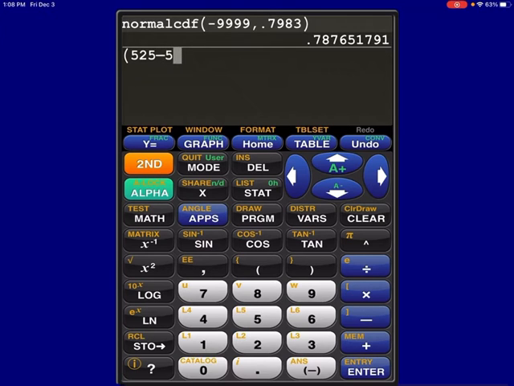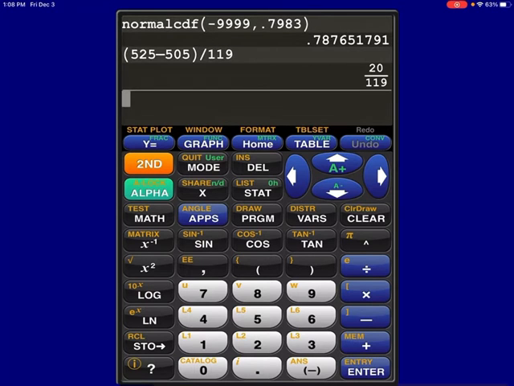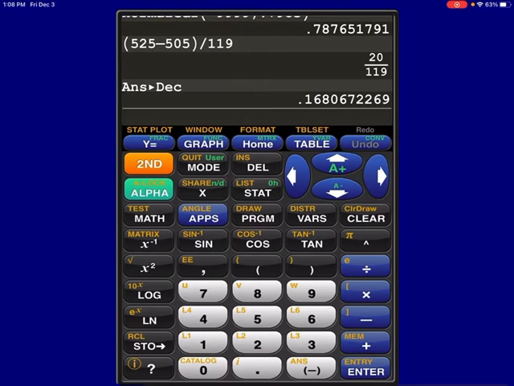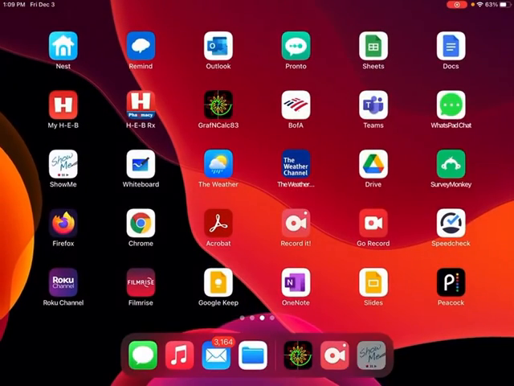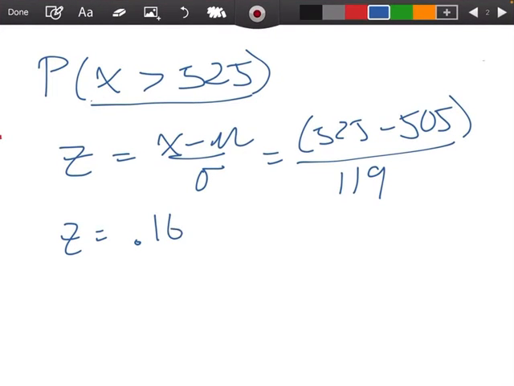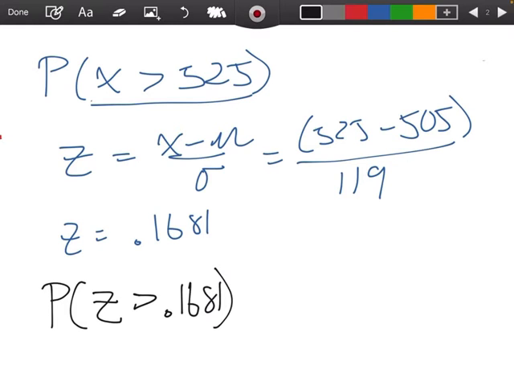So let me find this as a decimal. So 525 minus 505 divided by 119. And let me make that into a decimal. So I'm coming up with like 0.1681. Okay, 0.1681. So now what we're going to say is, what's the probability that z is greater than 0.1681?